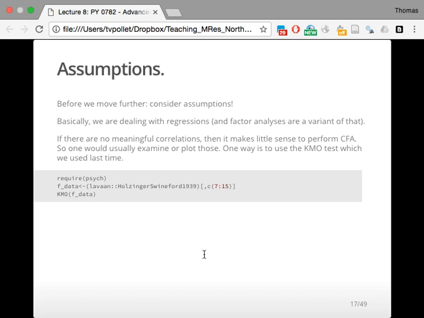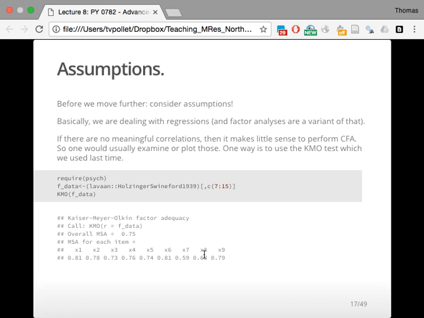The data also has, we only want the 9 items. It also has some things on schools and the gender of the kids. And for the KMO test, we only need the 9 items, so columns 7 to 15. And then this is KMO of the data to do this. And then we see it's doing quite well. It's not doing great, but 0.75, it's enough to proceed. And there's something going on at least.